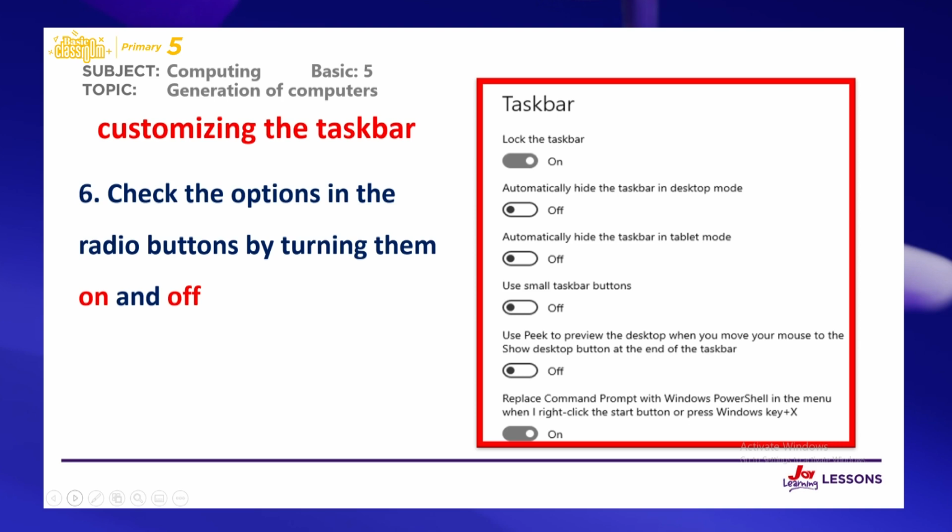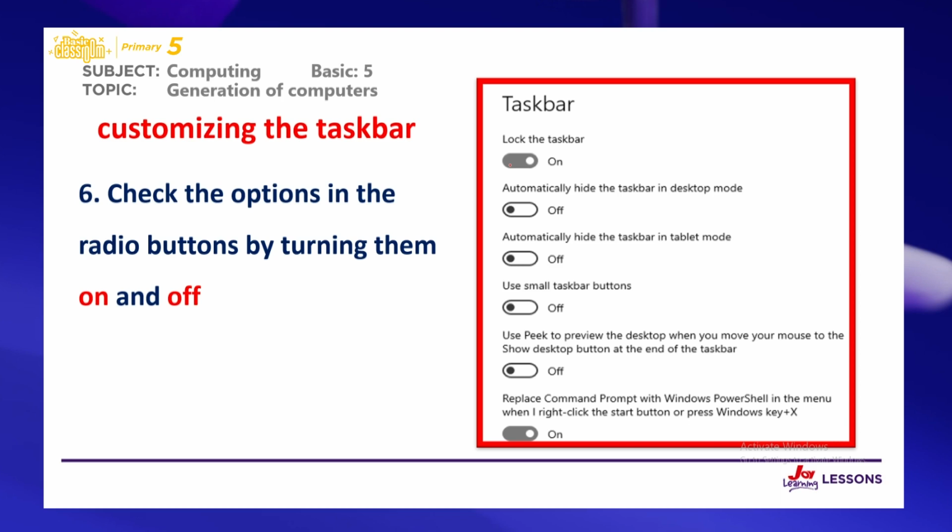So from here, we can customize the taskbar. We can select icons to appear on the taskbar and icons that we don't want to appear on the taskbar. For the first one, we have lock the taskbar. We can lock the taskbar. So when you click on this button, the taskbar is on. If you deselect it, it means it's going to turn off the taskbar. Whenever the taskbar is on, it is locked. If it is off, it means it is not locked.